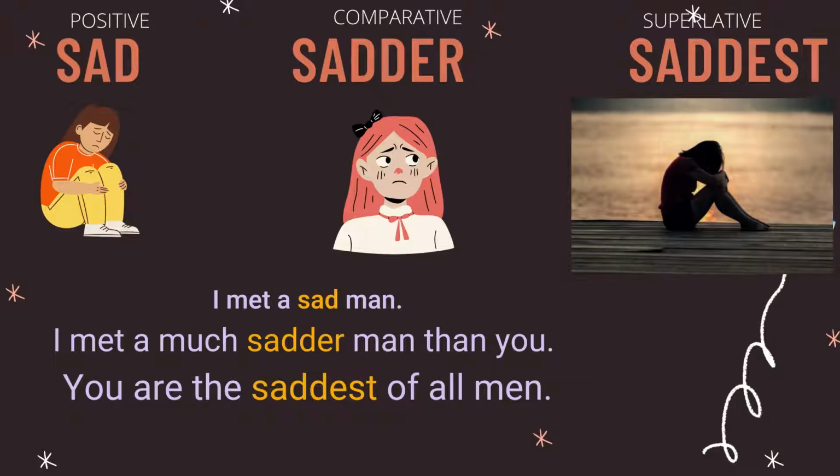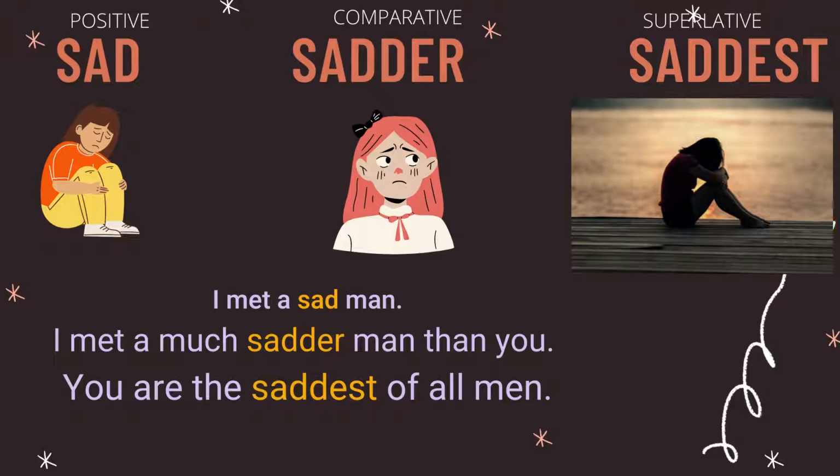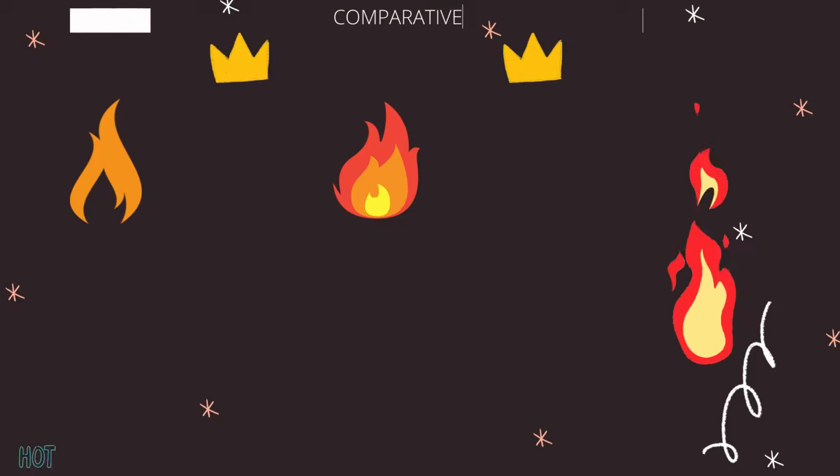Sad. The vowel is A and the consonant is D. Double the consonant and add ER for comparative and EST for superlative. So, I met a sad man. I met a much sadder man than you. You are the saddest of all men.